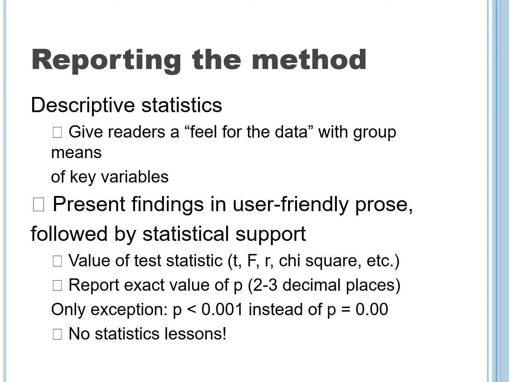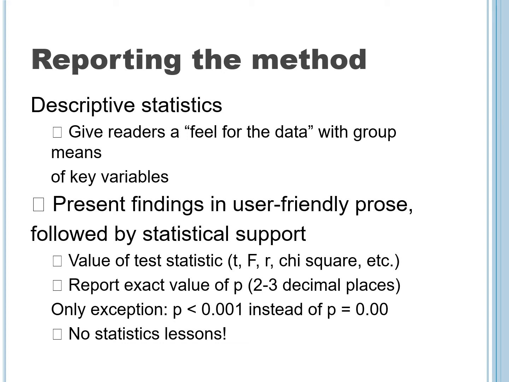You don't want to be giving a stats lesson here. You want to make sure you talk about it in plain English and then provide your statistical support. So report the value of your test statistic, whatever that is, whether it's a t, an F, an r, chi-squared. Report your exact p-value to 2 to 3 decimal places, with the only exception being if you get something that rounds to 0.00, report p less than 0.001.